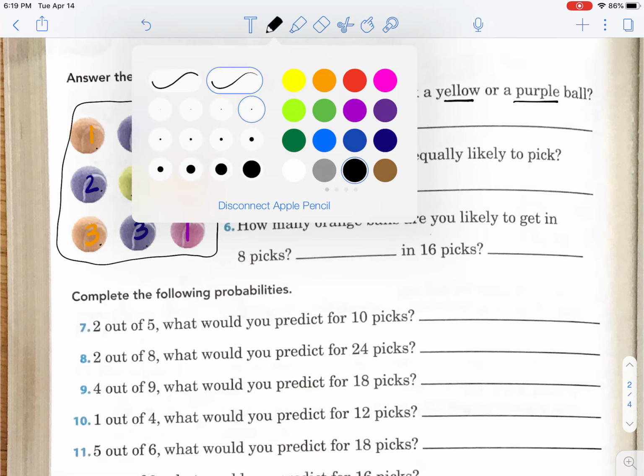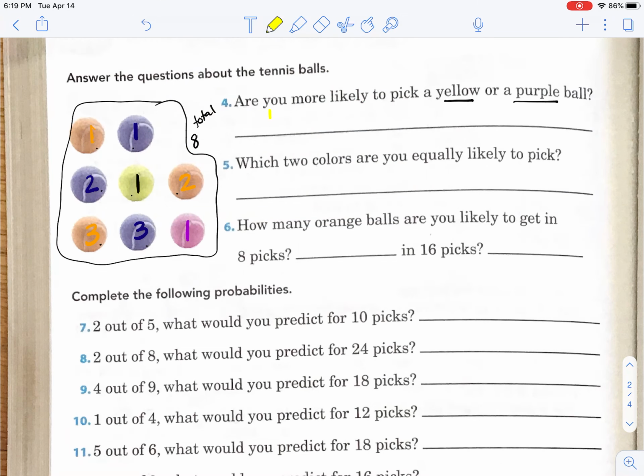Yellow was only 1 out of 8. And purple was 1, 2, 3 out of 8. So what do you think? Your chance of picking yellow or purple, you're going to pick yellow. 3 out of 8 is a much higher chance. Purple. You're more likely to pick a purple ball.